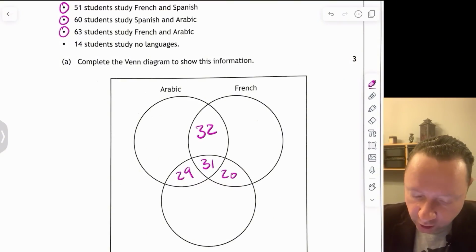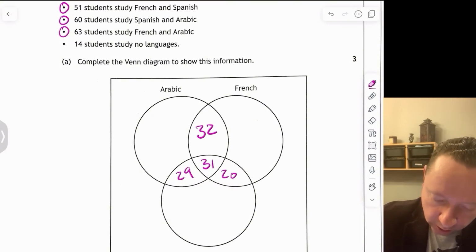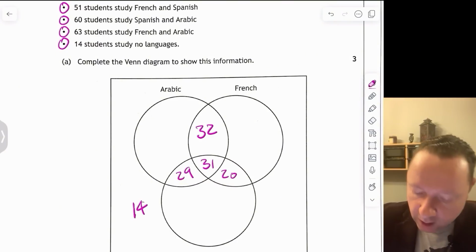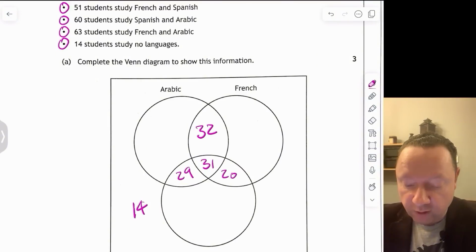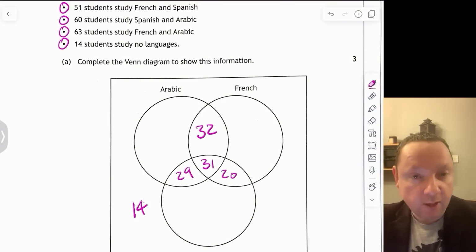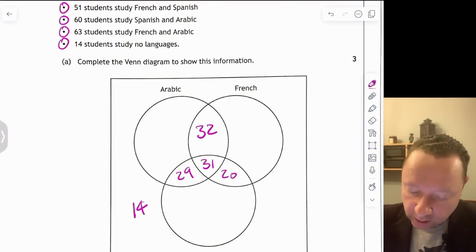And then usually, I've got 40 students studying all languages, I'll just put that in now. And then usually you're told how many students studied French, Arabic, or Spanish, and you need to take away all the numbers in their circle. But with this question, it was actually simplified.